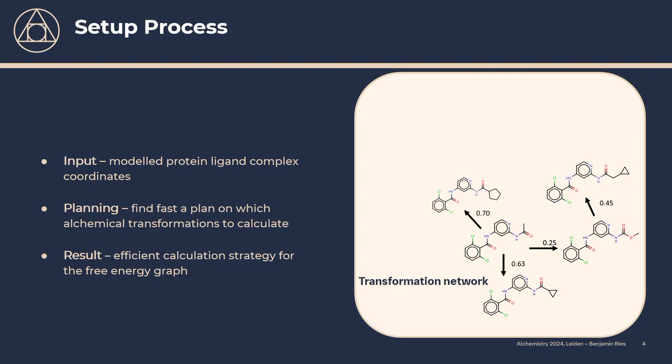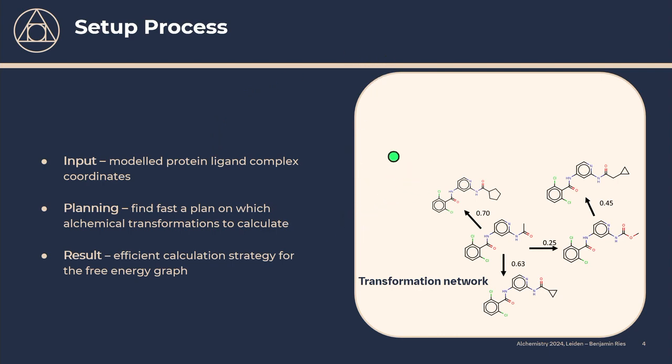So what do we actually want? OpenFE per se right now wants as an input a modeled protein-ligand complex. So you give us the coordinates, and then the rest is happening. In this phase, as I mentioned before, you want to plan the transformations you want to calculate. And as a result, you should have an efficient strategy to do these calculations. But what do those strategies actually look like?